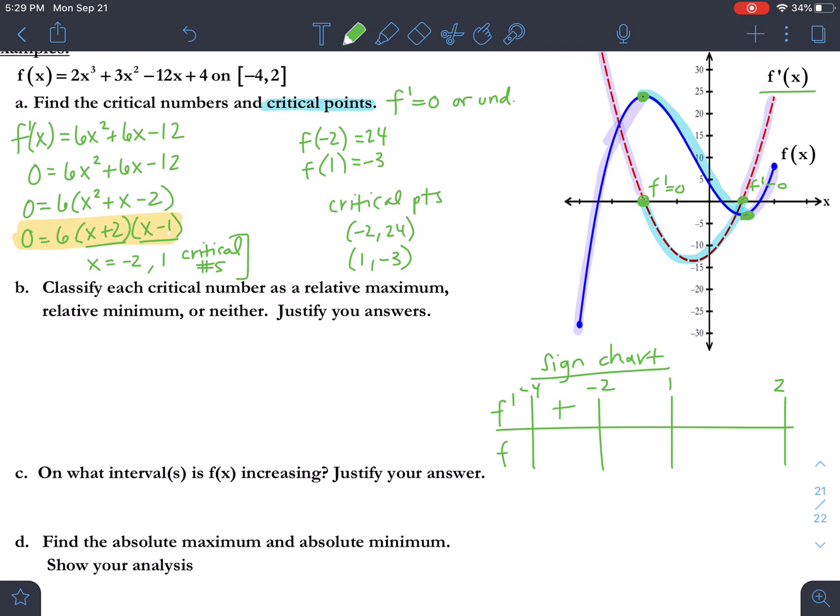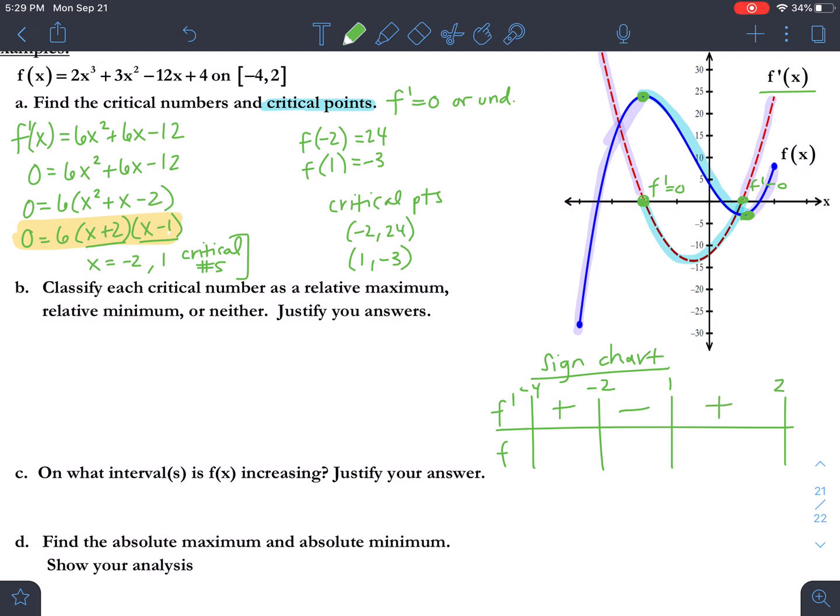Notice I'm not actually spending time plugging in -3. I'm just figuring out if it's going to be negative or positive. So let's try another one. Between -2 and 1, you could pick 0. So 6 times a positive times a negative. If I'm plugging in x equals 0, that would give me a negative. And then between 1 and 2, if you plugged in 1.5, you would do 6 times a positive, and 1.5 minus 1 would be a positive. So positive times a positive times a positive is a positive.